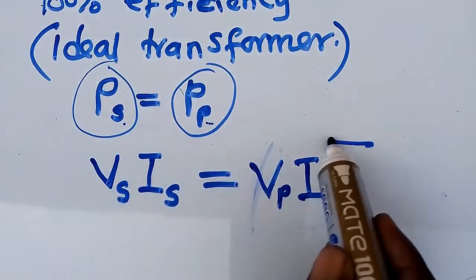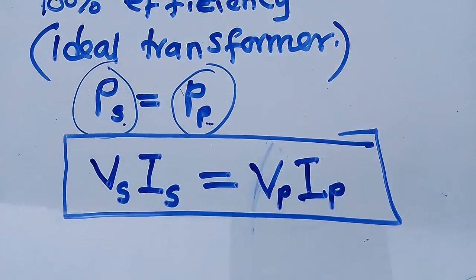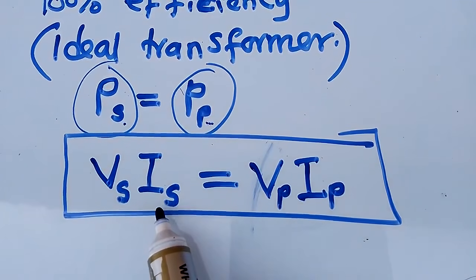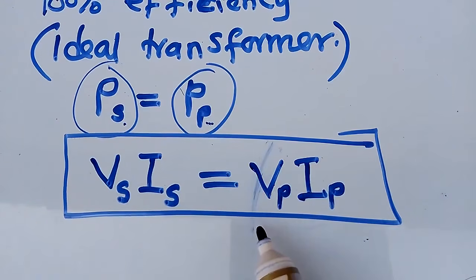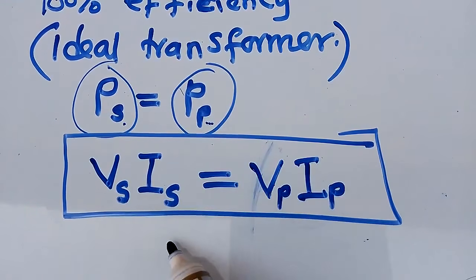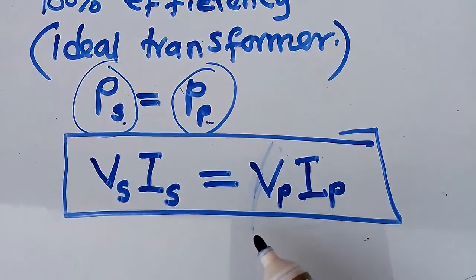So this is now the formula that we get to use whenever we want to find the voltage when we are given current, or we want to find the current when we are given the voltage. This is the formula that we get to apply. So let's make sure we know this formula. Let's make sure we understand this formula clearly.